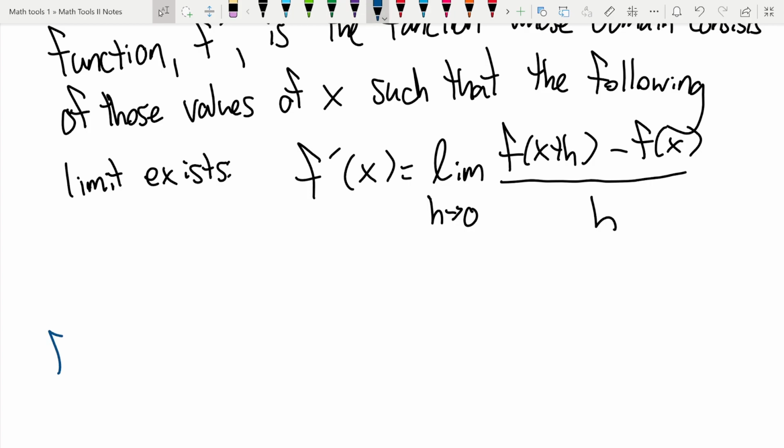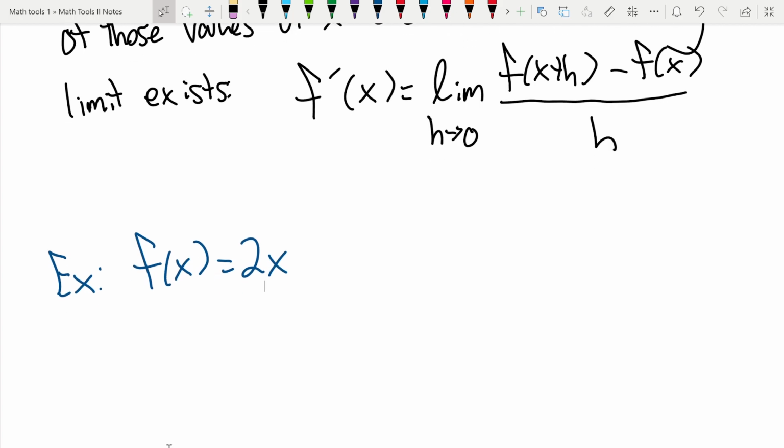Well, what about the function f of x equals 2x, right? We know that the derivative of this should be 2 because the derivative is the slope of the function, and the slope of this function is 2. So, and it's 2 everywhere. So the general definition f prime of x should be 2. So does that give us 2? So let's go ahead and see.